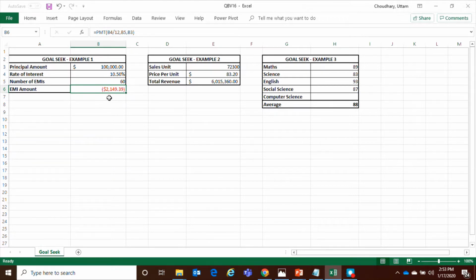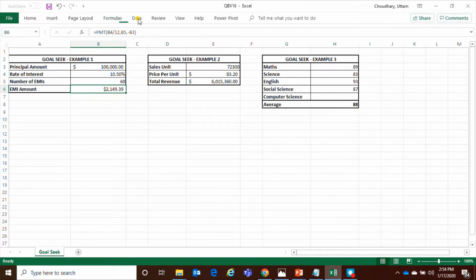However, this is shown in negative because EMI is normally considered negative, as this is something that is outgoing from your pocket. To give you the right perspective, I'll just put a minus here. So this shows a positive here for you, right? Now how do we use the goal seek?